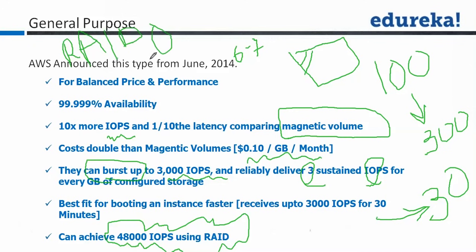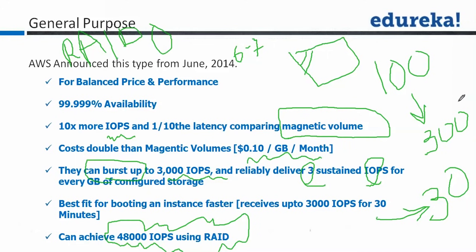RAID 0 is where you combine two hard disks as one hard disk, and it would be increasing the size of the volume as well as increasing the performance of the volume. While RAID 1 is more for the high availability, so it will work on a failover scenario. If you use RAID 0 in this scenario, you can achieve up to 48,000 IOPS also.